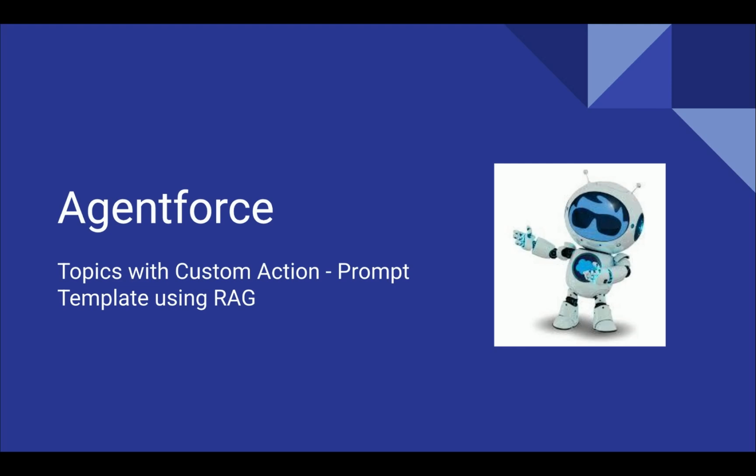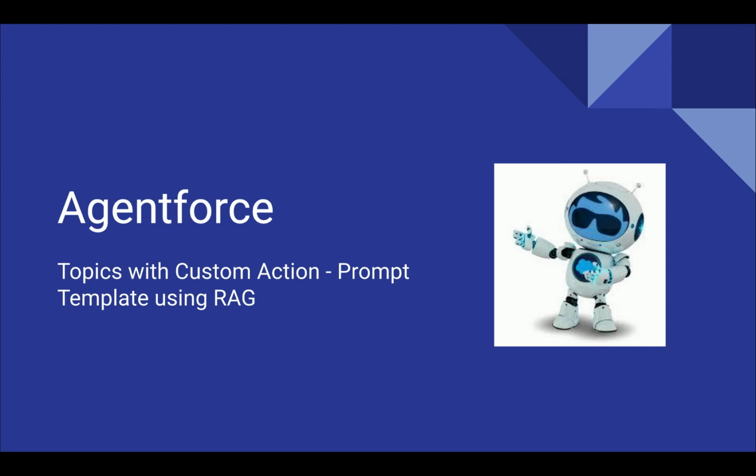So, we've looked at topics with different types of actions like Apex, flows, the out of the box actions as well. And today, in this video, we are going to look into the prompt template as an action for the AI agent. We are also going to look at the RAG, which is retrieval augmented generation, and how we're going to use it in the prompt template and in turn in the AI agent.